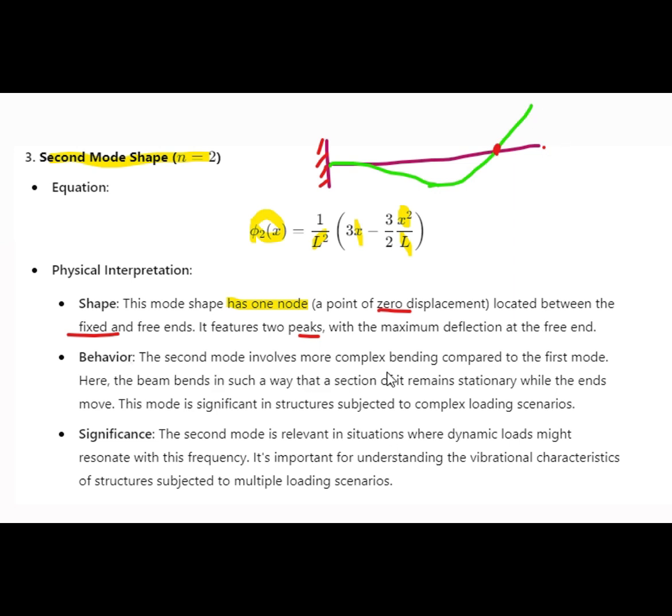The second mode involves more complex bending compared to the first mode. Hence the beam bends in such a way that a section of it remains stationary while the ends move. This mode is significant in structures subjected to complex loading scenarios. The second mode is relevant where external dynamic loads resonate with this particular frequency. It is important for understanding the vibrational characteristics of structures subjected to multiple loading scenarios.